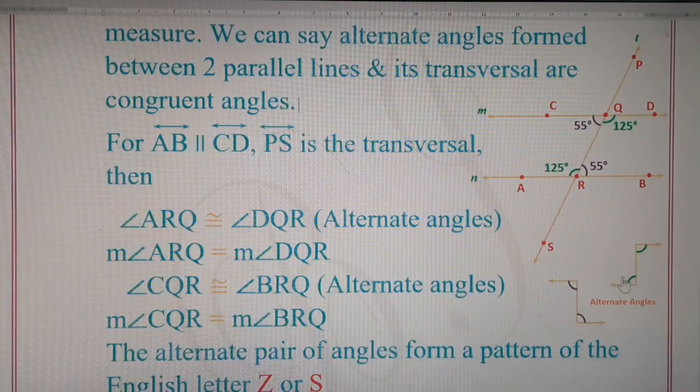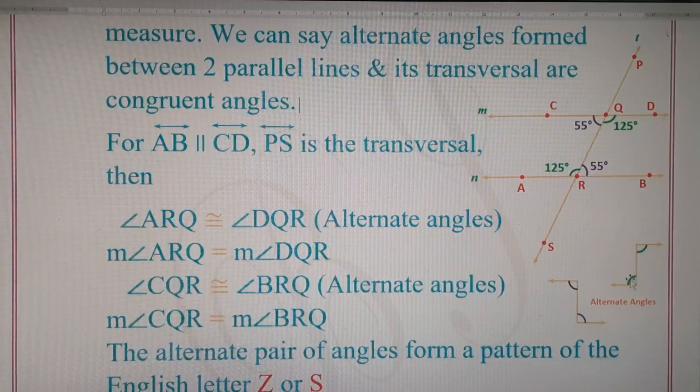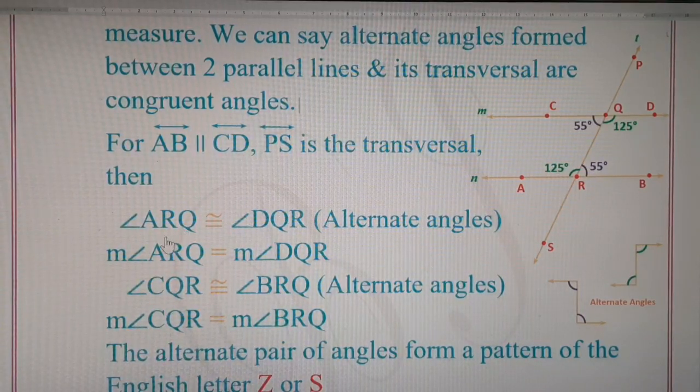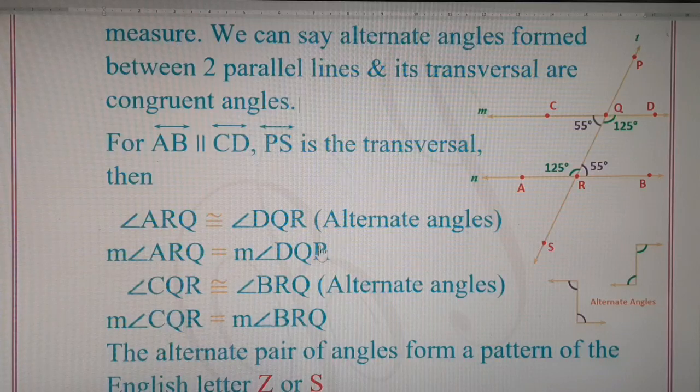And we have to remember, for parallel lines, alternate angles are of equal measure, or alternate angles are congruent angles. So we can say angle ARQ is congruent to angle DQR. That means their measures will be equal. So measure angle ARQ is equal to measure angle DQR. Children, this is possible only for parallel lines and its transversal.